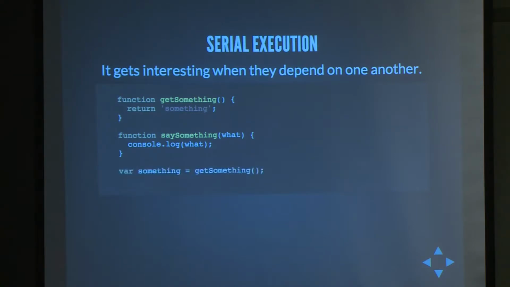So to use that, you would do something like this. You would assign a variable, getSomething, and you would send that to saySomething. So far, this is still easy, right? This is just serial execution. This gives us what we expect.